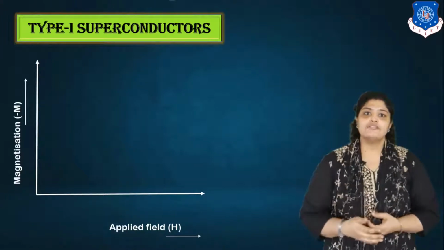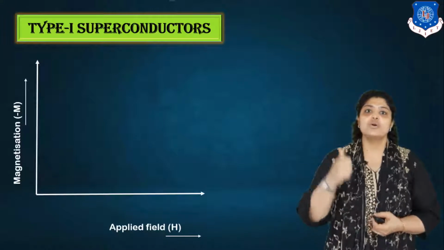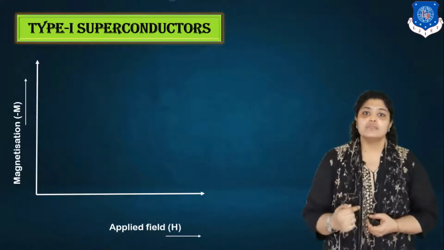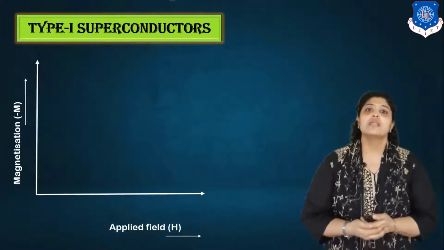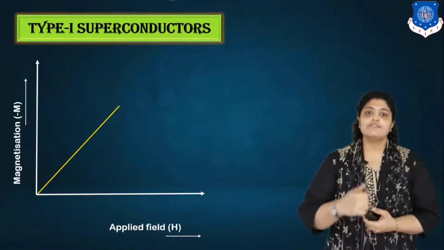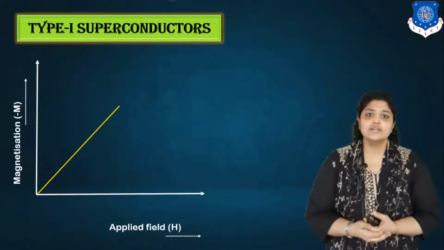Now here in the graph, I have taken applied magnetic field on the x-axis and the magnetization on the y-axis. Instead of M, we will be using -M because the ratio of M by H is -1. So starting with the graph, as you increase the value of applied magnetic field, the value of magnetization increases but in the reverse direction.